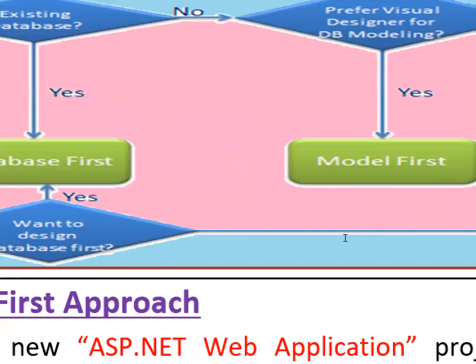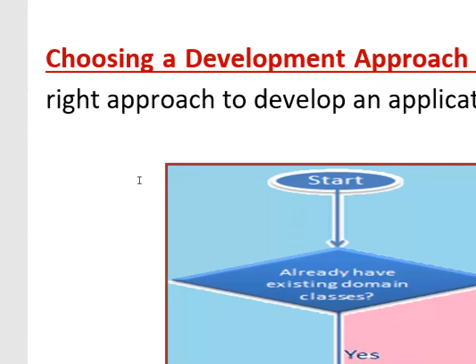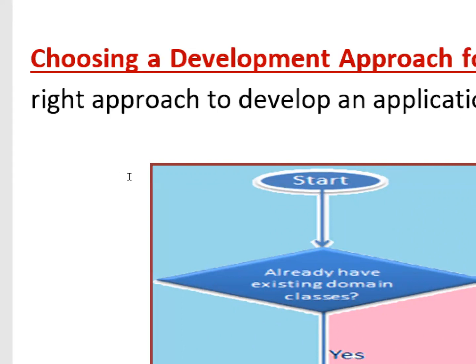All of you carefully listen. This is the start. You start your application development now. Now read the below one. Already have existing domain classes, meaning context class and model classes already defined in my application here. Then what approach is better? Code first. If the answer is no, then DB first. Watch it. Already have existing domain classes.